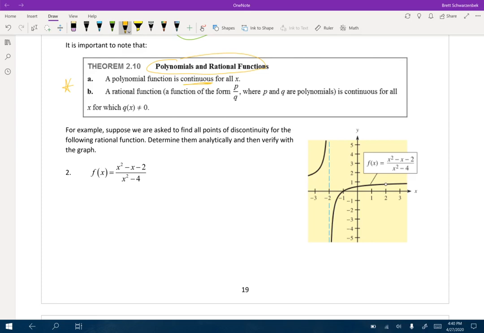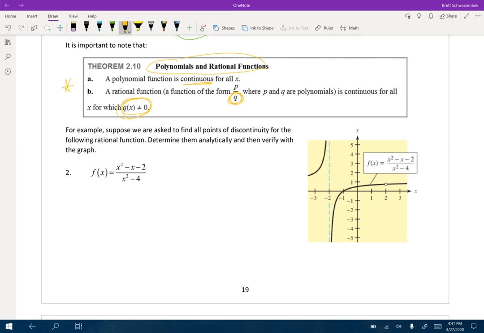But rational functions, there's an issue. With rational functions, because it's a fraction, we have to worry about q, and specifically when q is equal to 0, so we have to make sure it's not. So this is part of seeing where it's not continuous in that problem.